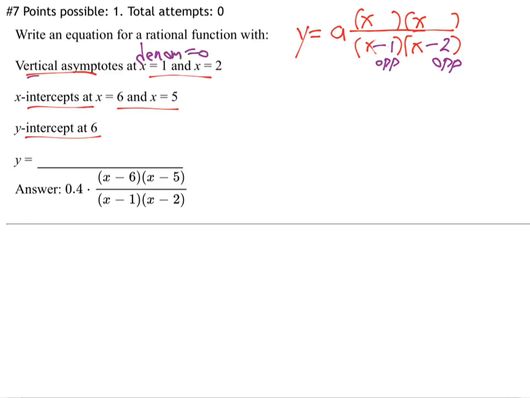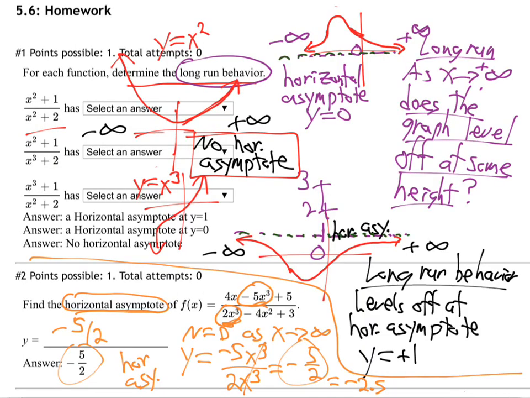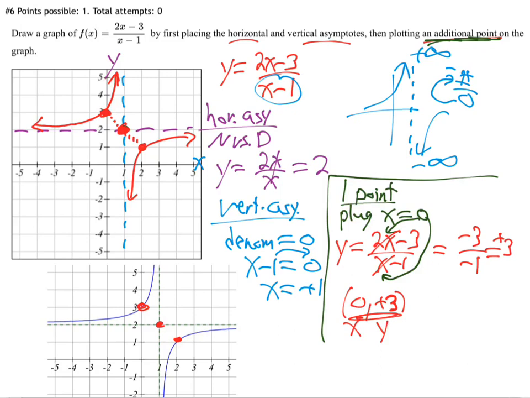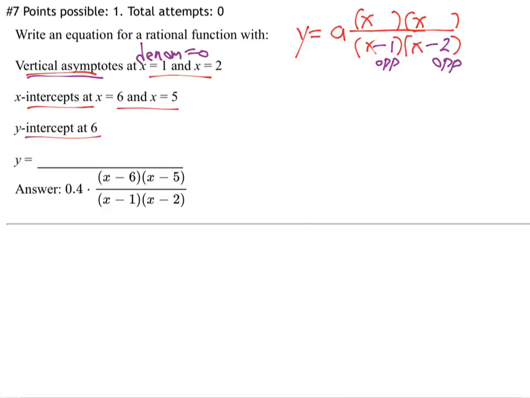Denominator, so remember, vertical asymptotes. Let's go back and make sure this is making sense. Vertical asymptotes are what makes the denominator 0, right? So vertical asymptotes, because if you have a number over 0, that's what equals infinity. When y equals a number over 0, when 0 is in the bottom of a fraction, that's what makes that fraction infinity, which makes a vertical asymptote there.